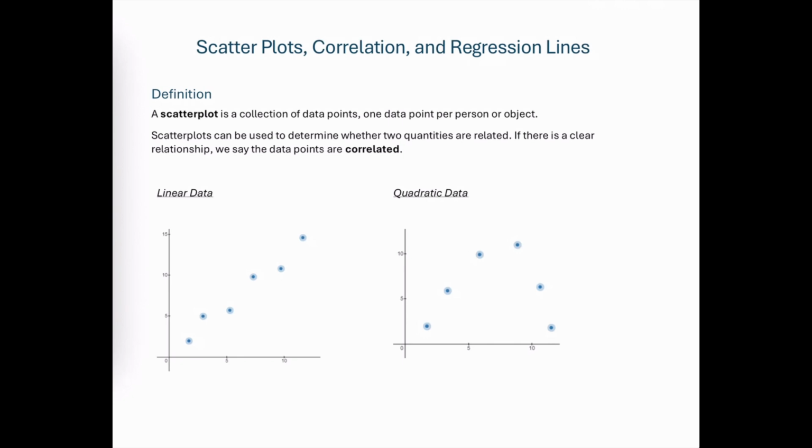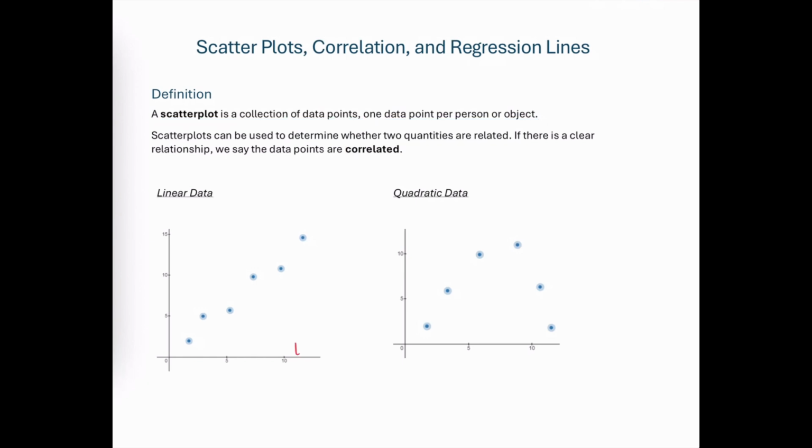When analyzing data, it's often beneficial for us to make a scatter plot, meaning that we create an ordered pair out of each data point and then plot it on a Cartesian plane. This enables us to visualize any patterns and determine whether or not the two quantities are related. If there's a clear relationship, we say that those data points are correlated. So let's take a look at some possible outcomes.